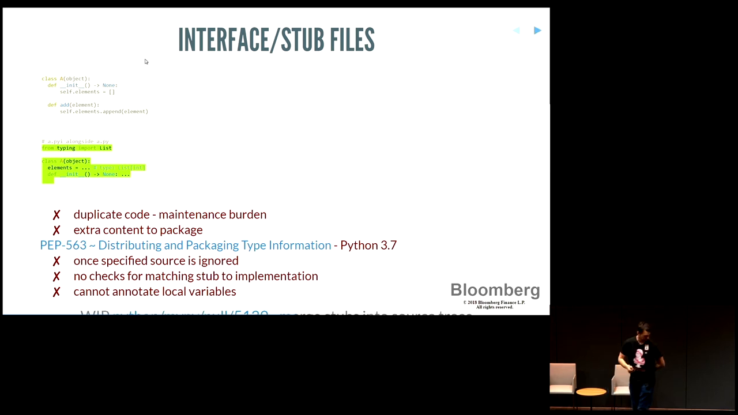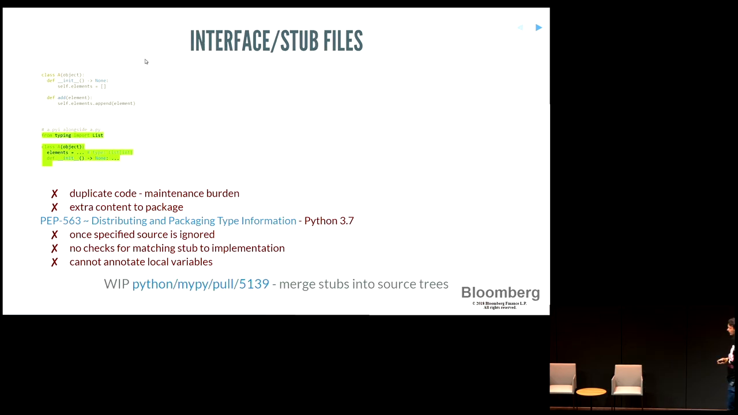Now, I think I zoomed out a bit too much. For all this, there is a work in progress solution. There is a solution to be able to merge stubs into source trees, which would bypass all the extra tree problems at the end. With a little luck, it should be merged in MyPy in the next month or so. OK.